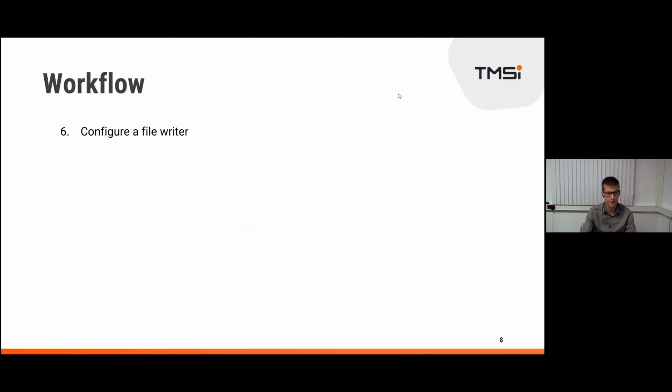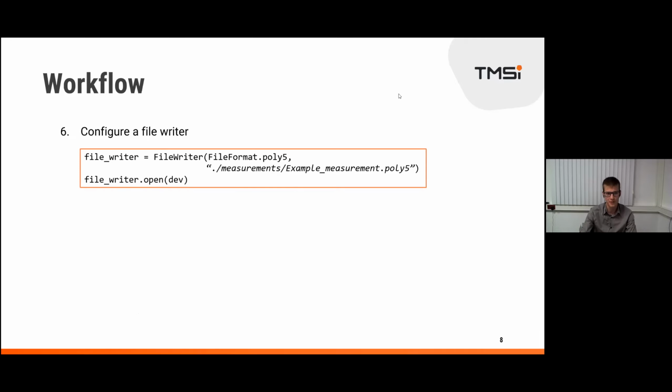After changing the configuration, if you want to save the data, you need to configure your file writer. The file writer can be configured using the following syntax. In this case, you would initialize the file writer class, and again, you specify the type of file format. We expect that we can thus extend the available file formats in a next release. For now, only the poly5 file is available. We also need to configure in the file writer the path and file name to which you want to save the data.